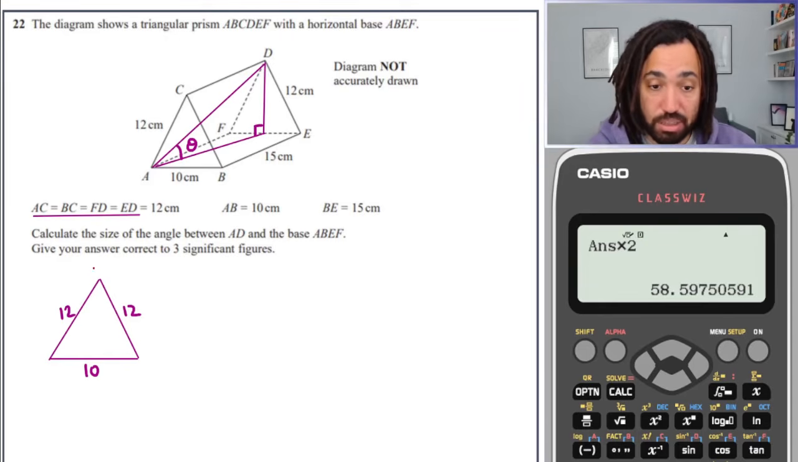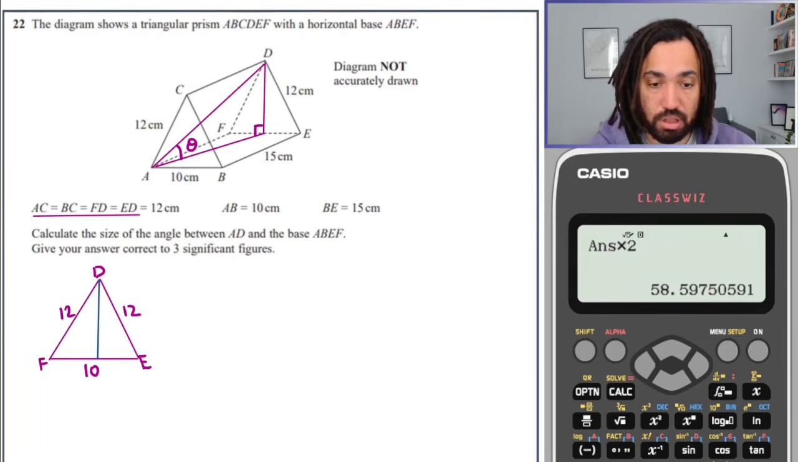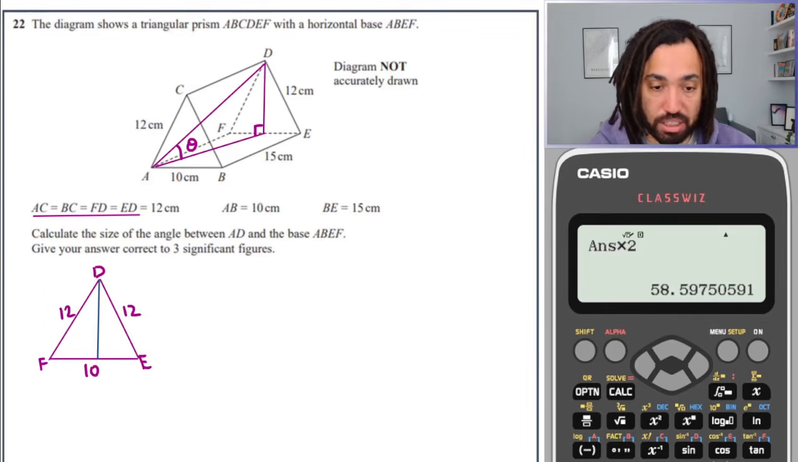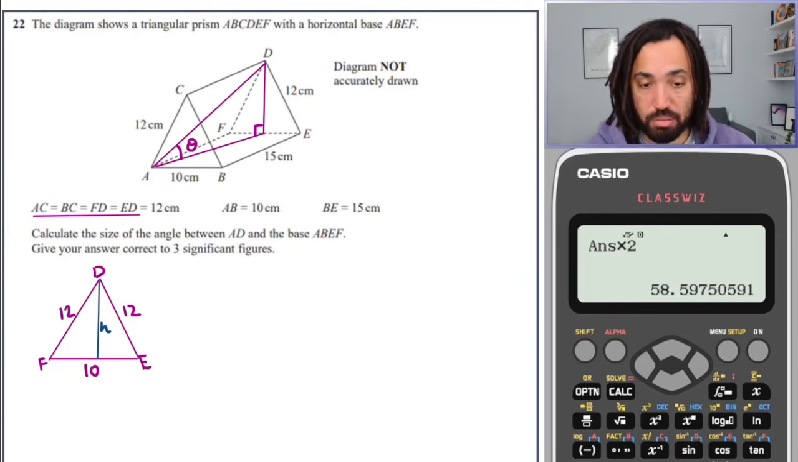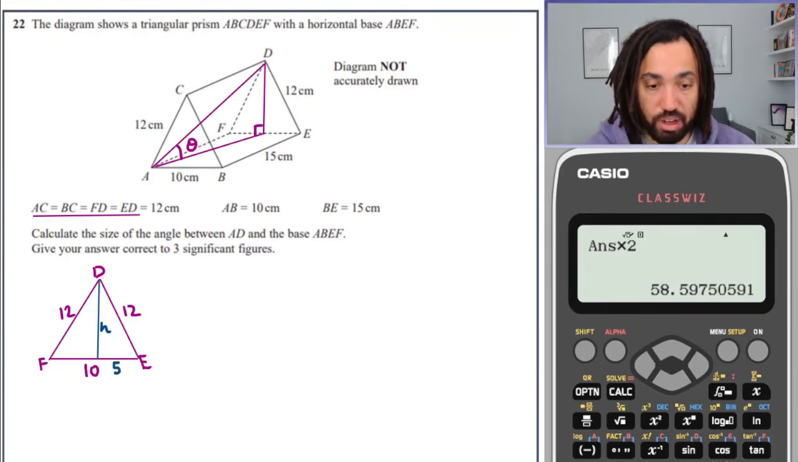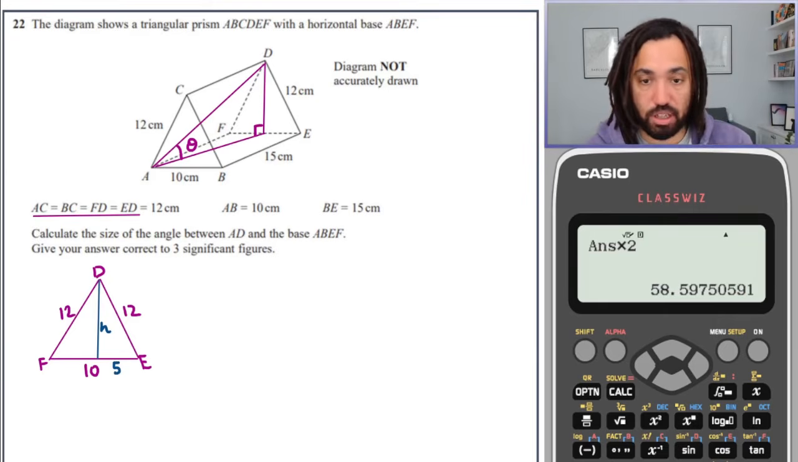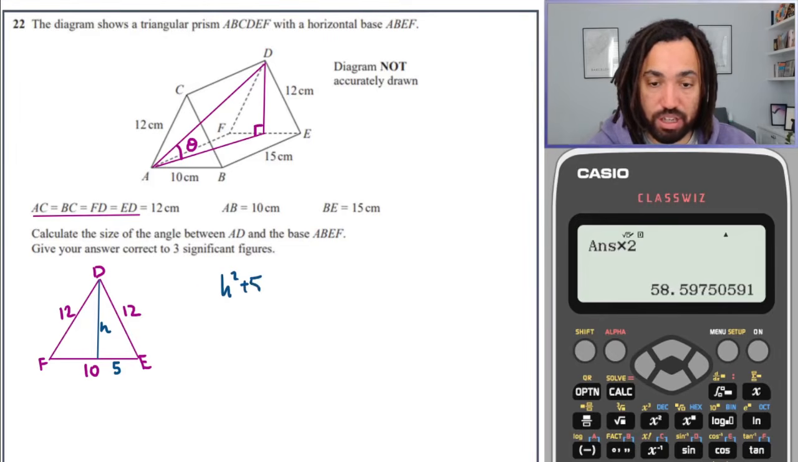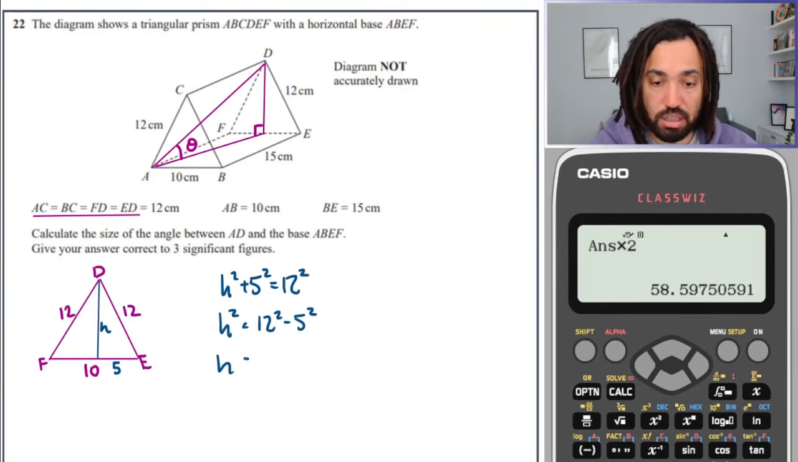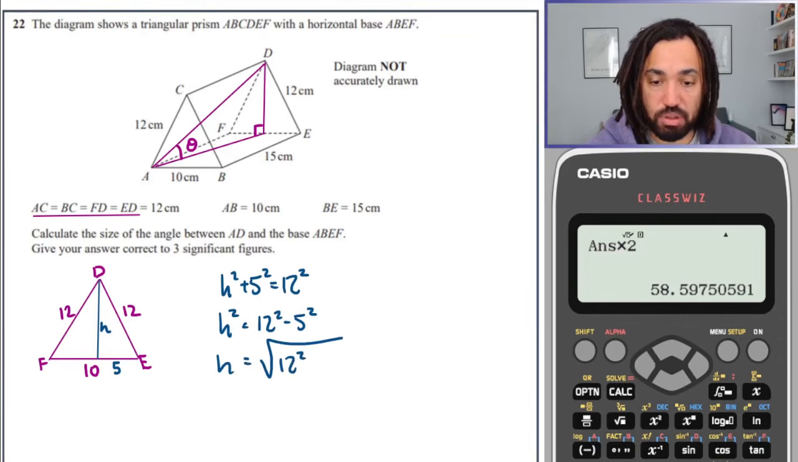And the one at the back, which is DFE, you can see we've drawn that line directly down the middle. So it'd be useful to work out what that is. Let's call it the height of that triangle. So we can use Pythagoras on this, because we know that this will be 5, because the line cuts a perfect line of symmetry because it's isosceles. So we have h squared plus 5 squared is equal to 12 squared, which means h squared is equal to 12 squared minus 5 squared. So h is equal to the square root of 12 squared minus 5 squared.